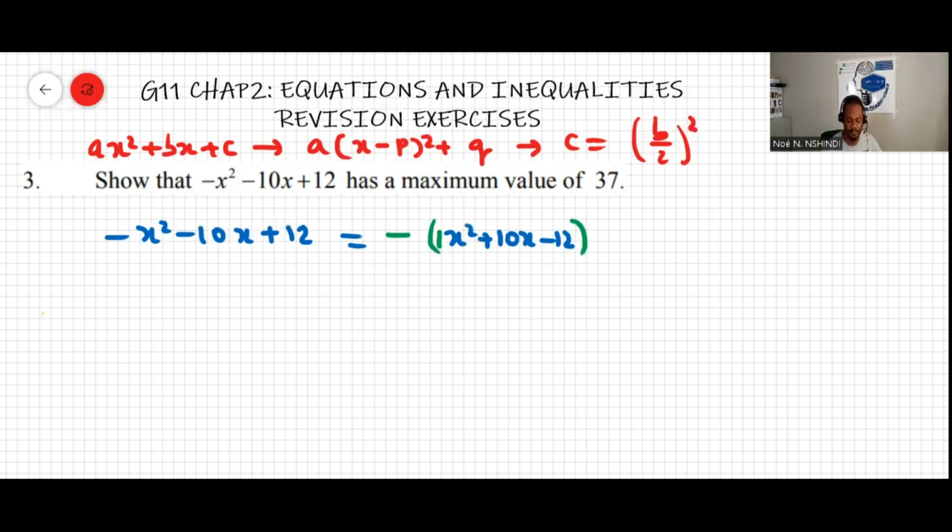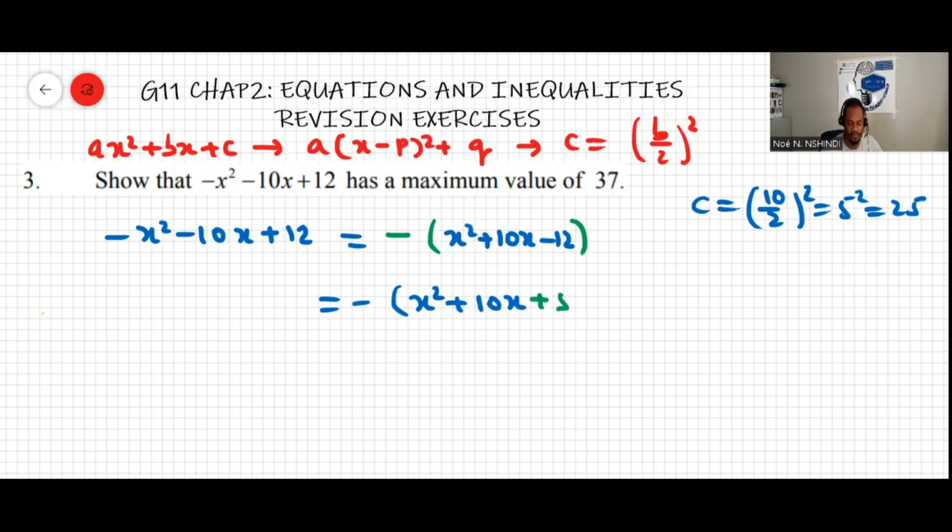Then I will look, b is 10, so c will be equal to 10 over 2 to the power of 2, which is 5 squared, which is equal to 25, okay? Now this will be negative (x squared plus 10x). Instead of writing negative 12, I am going to write positive 5 squared there. I know this is 25. Check this out: if I put the negative back, it will be negative x squared minus 10x minus 25.